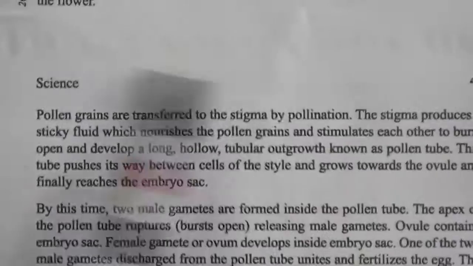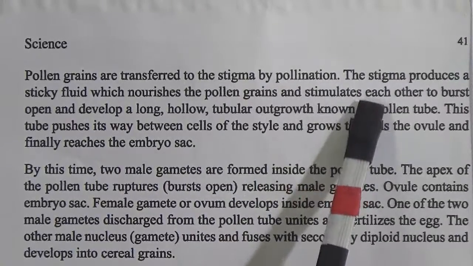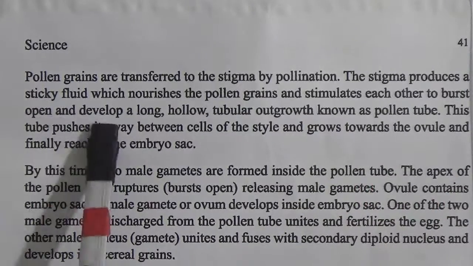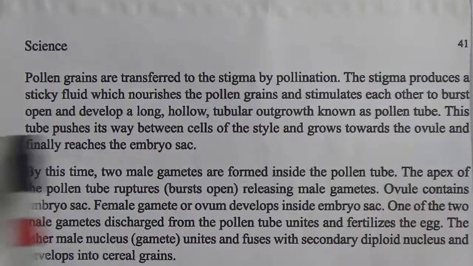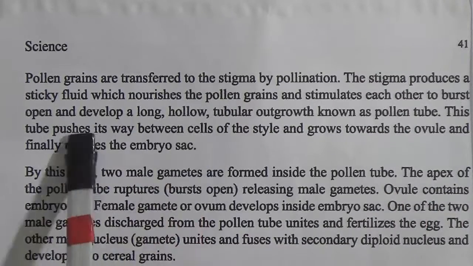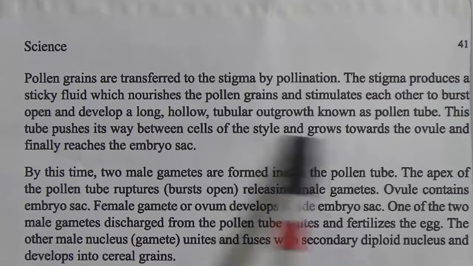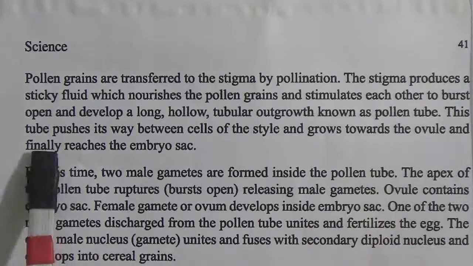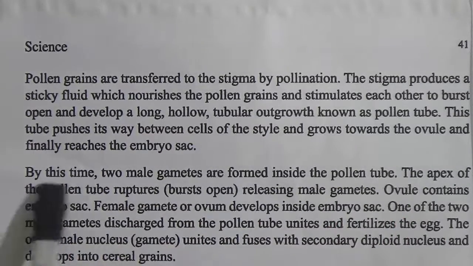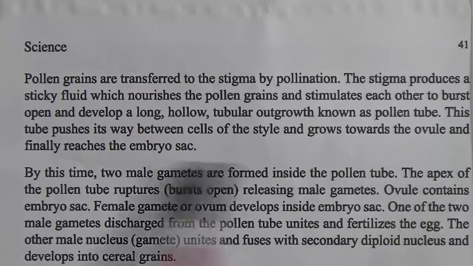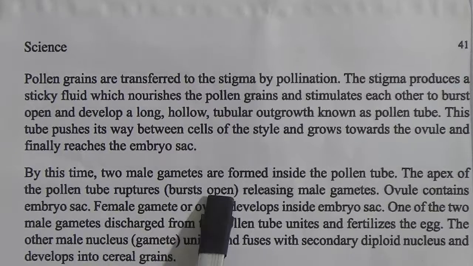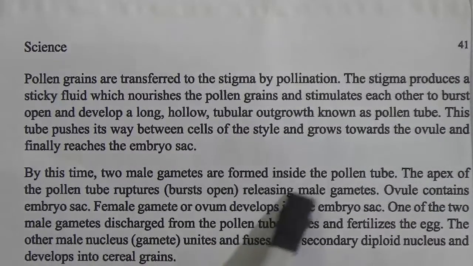Pollen grains are transferred to the stigma by pollination. The stigma produces a sticky fluid which nourishes the pollen grains and stimulates them to burst open and develop a long hollow tubular outgrowth known as the pollen tube. This tube pushes its way between the cells of the style and grows towards the ovule, finally reaching the embryo sac. By this time, two male gametes are formed inside the pollen tube, and the apex of the pollen tube ruptures, that is, bursts open and releases the male gametes.